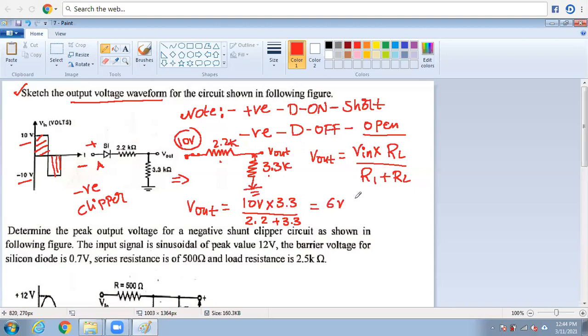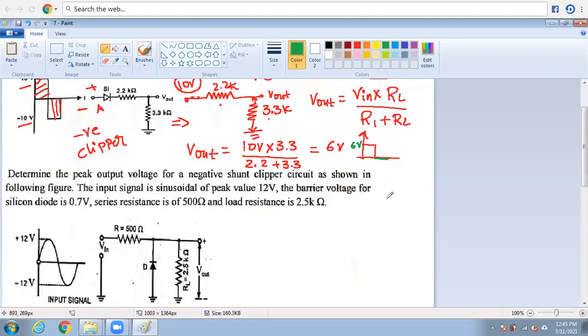So the sketched output waveform is very simple. Just draw the voltage of 6 volts. This negative portion I have drawn in green color. The negative portion is 0. So the output voltage is 6 volts. Right, we will go with the next problem.